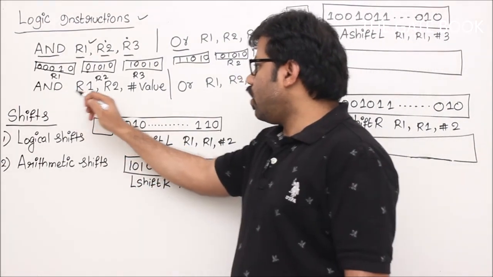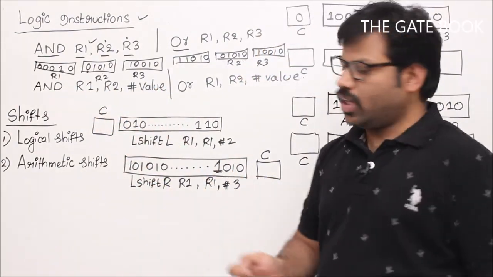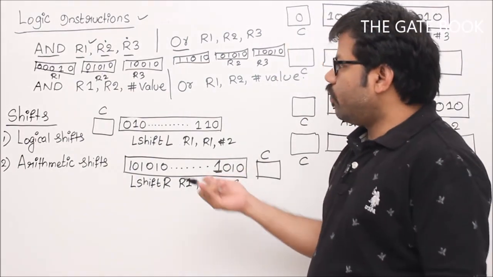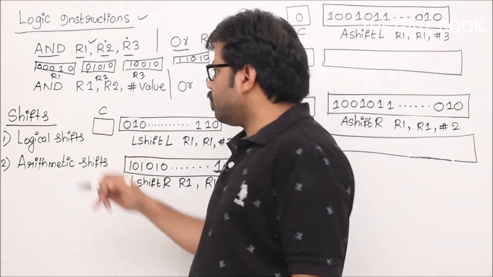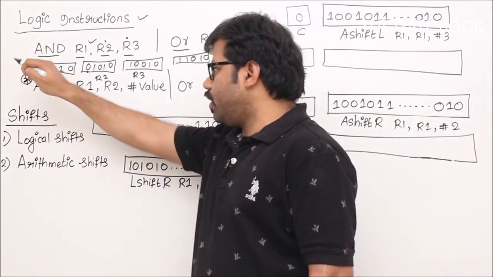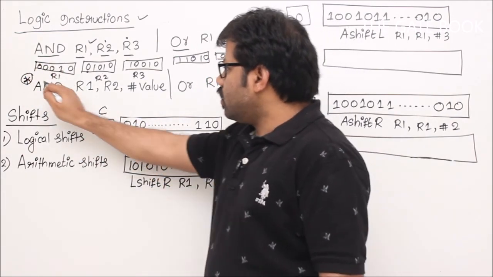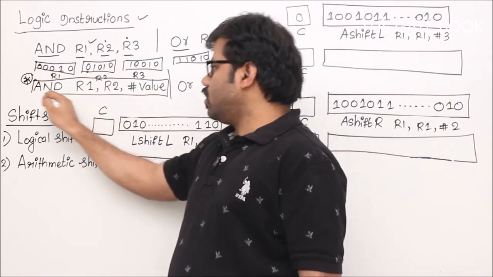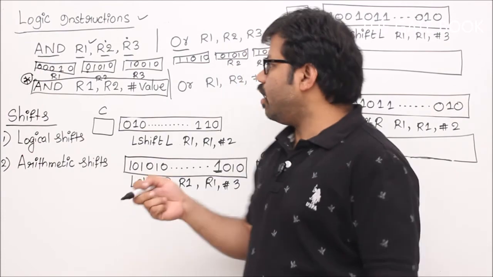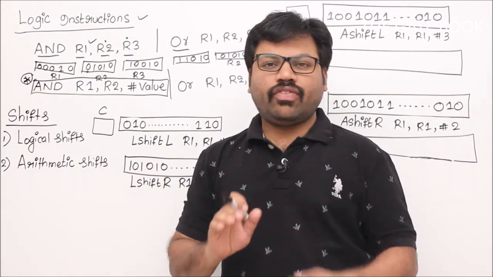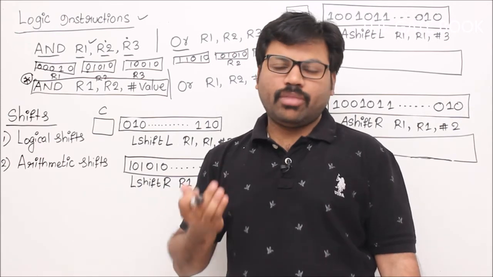Now AND of R1, R2, hash value. That means it is immediate addressing mode, correct? How this can be implemented we will see. Here I would like to mention one more important point. Actually this instruction is stored in your machine, right? We have to plan it such a way. That is the idea about RISC, right? RISC instructions are generally designed such that they fit exactly into one memory word.